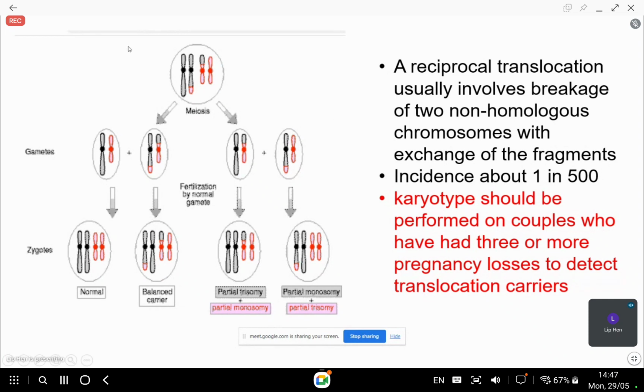If a person is a translocation carrier, each time they get pregnant, they have a chance of getting a normal baby, or a balanced translocation carrier same as them, who is normal but may face problems in the future when they are having their own family. And they also have a risk of getting a child with abnormal chromosomes, either trisomy or monosomy.